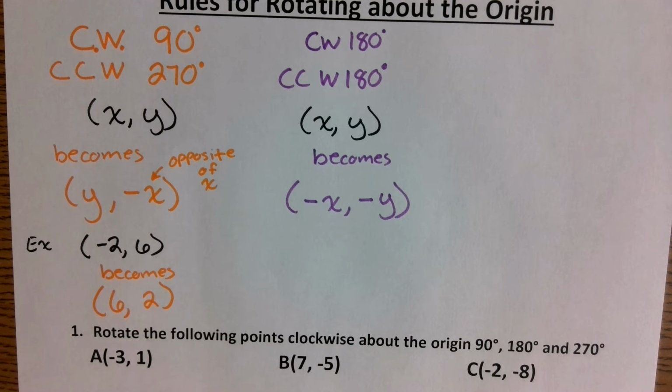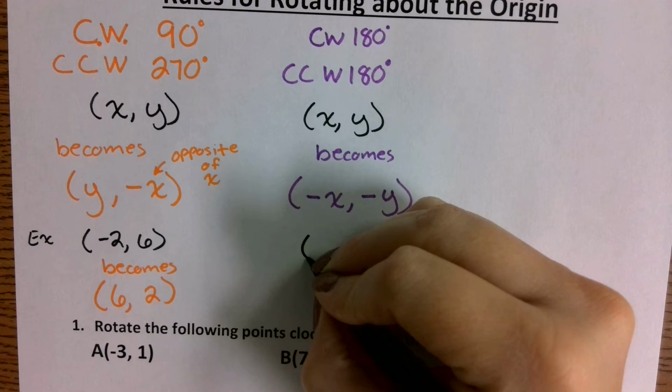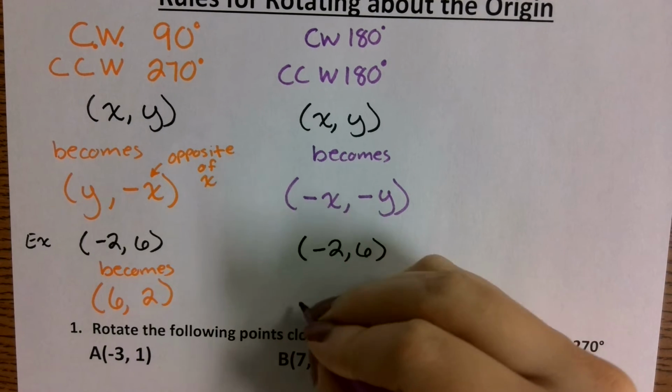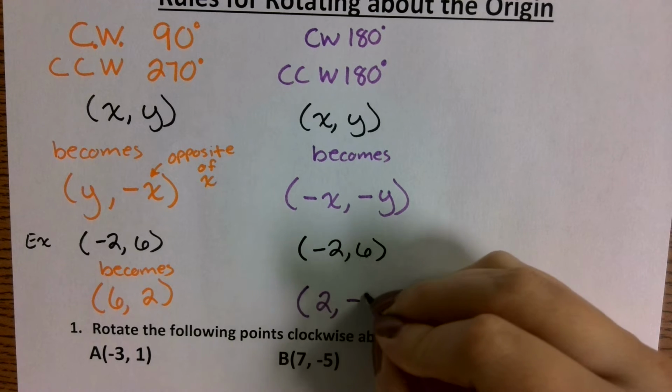So let's take that same point that we had before. We had that -2 and +6. Then this becomes a +2 and a -6.